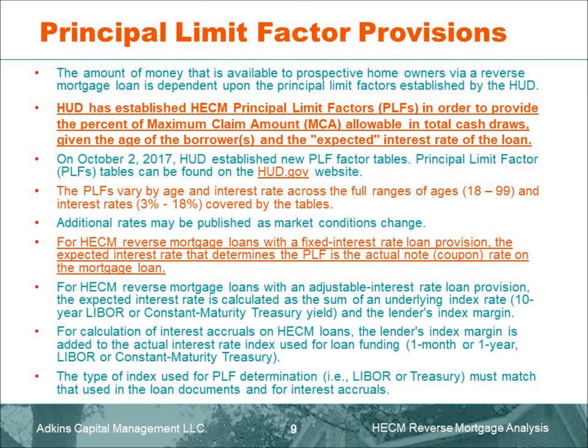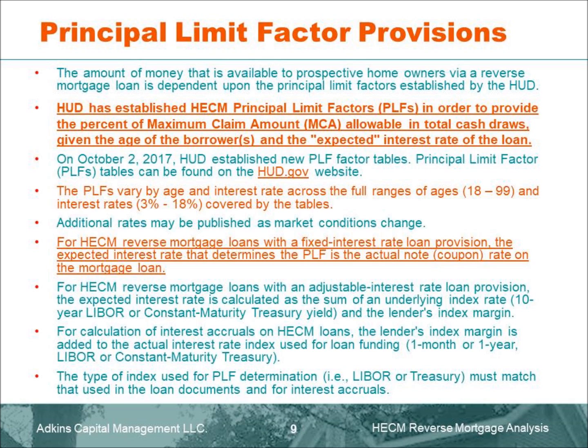The amount of money that is available to prospective homeowners via a reverse mortgage loan is dependent upon the principal limit factors established by the HUD. HUD has established HECM principal limit factors in order to provide the percent of maximum claim amount allowable in total cash draws, given the age of the borrower and the expected interest rate of the loan. On October 2, 2017, HUD established new PLF factor tables. These factor tables can be found on the HUD.gov website.